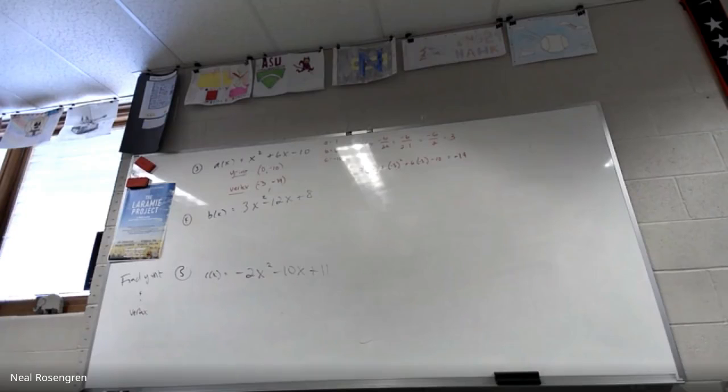Use a shortcut. There's H and K. H is negative 3, K is negative 19. Perfect. I know what A is. It's the same A. And I'm done.